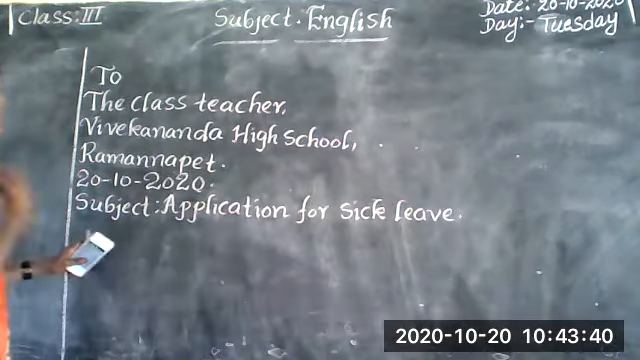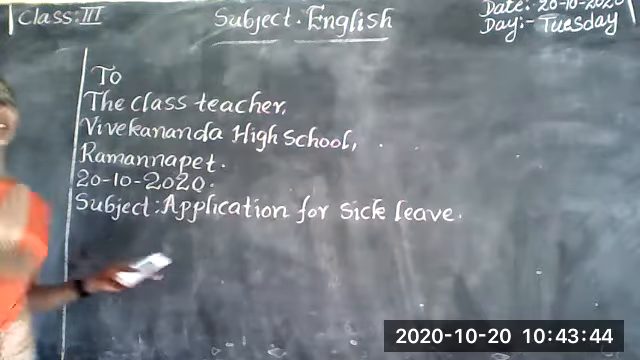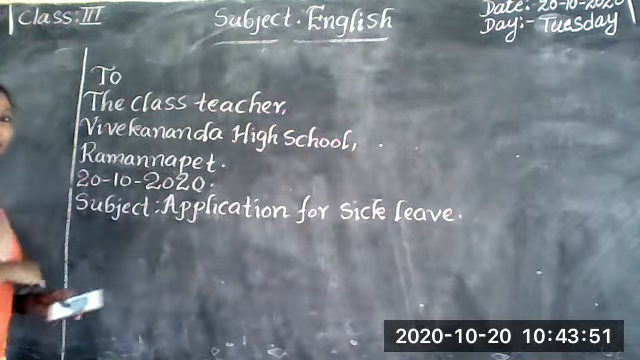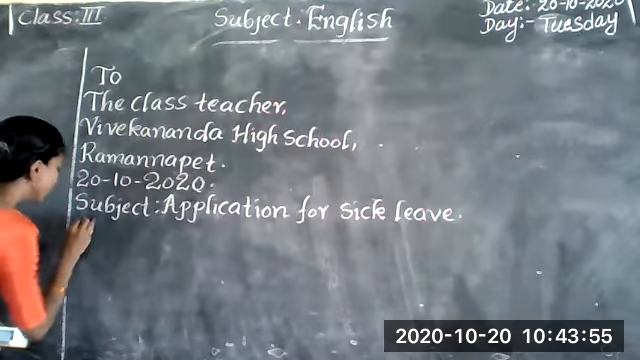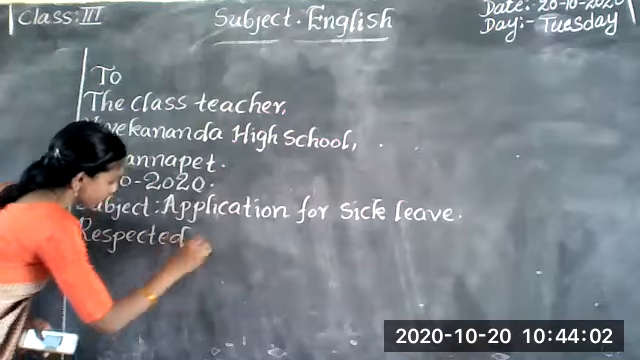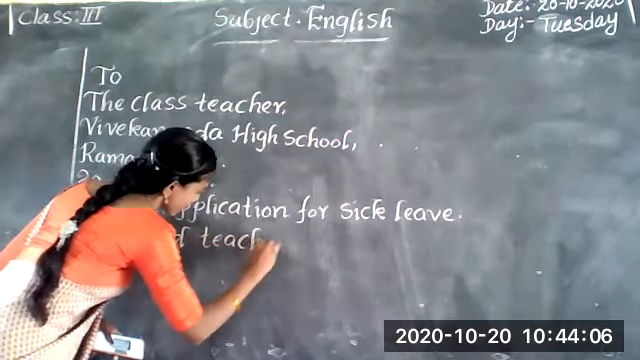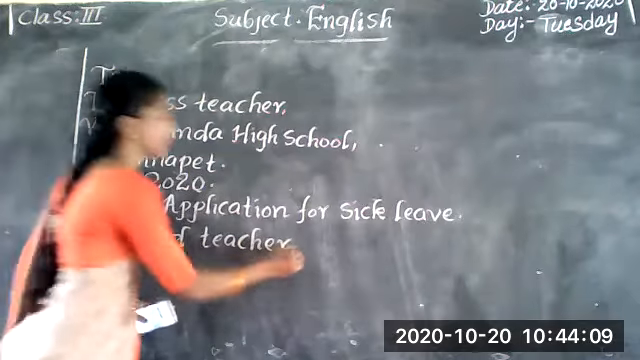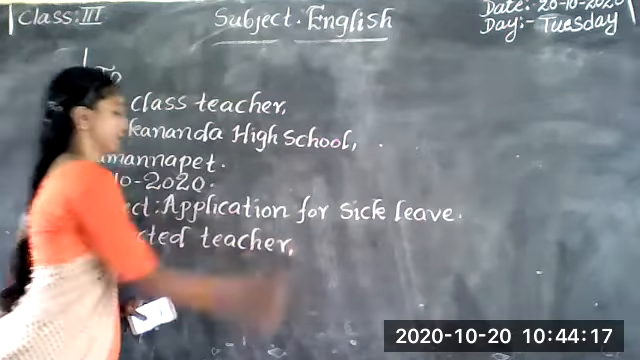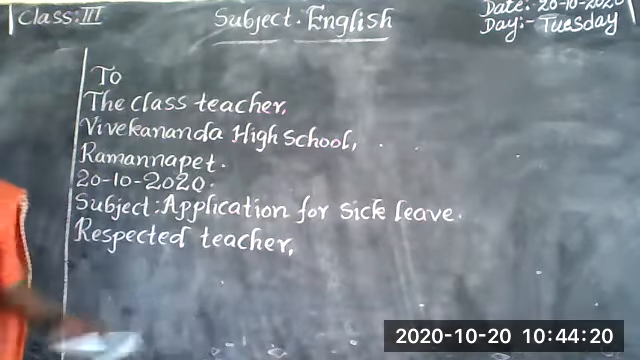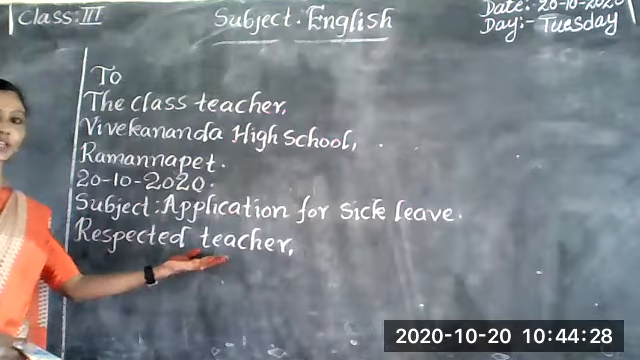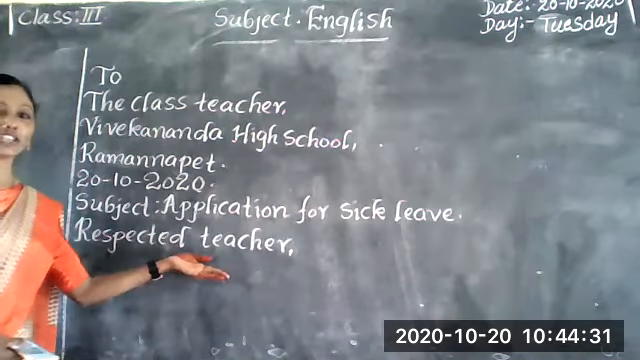For the salutation, you are writing to the class teacher, so we should not write dear teacher or dear friend. Because we are writing to a teacher, we should write respected teacher. After writing this, you should put a comma. Why? Because we are going to continue from here. Then we will start the body of the letter. This is called salutation or greeting: respected teacher, dear friend, dear mother, dear father, whatever we are writing here.